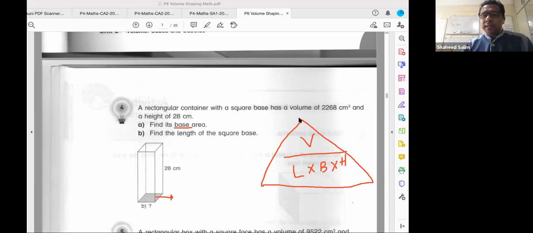So you want to find base area. What is base area? This is base area, the area down here, like that. So what's the formula? This divided by this. Can you see now? You want to find this, so this divided by this.